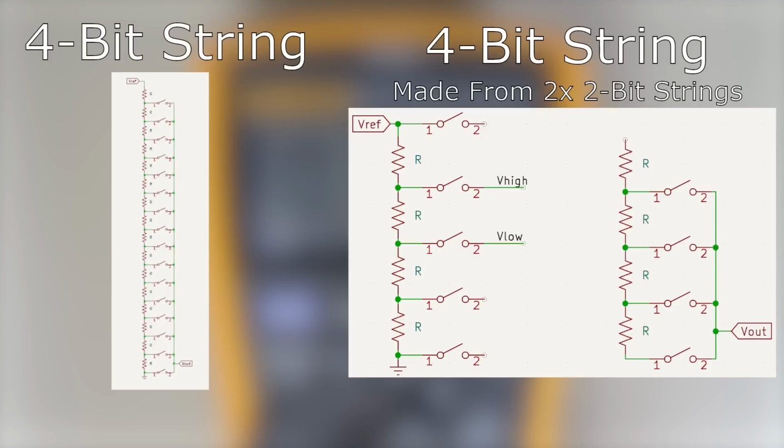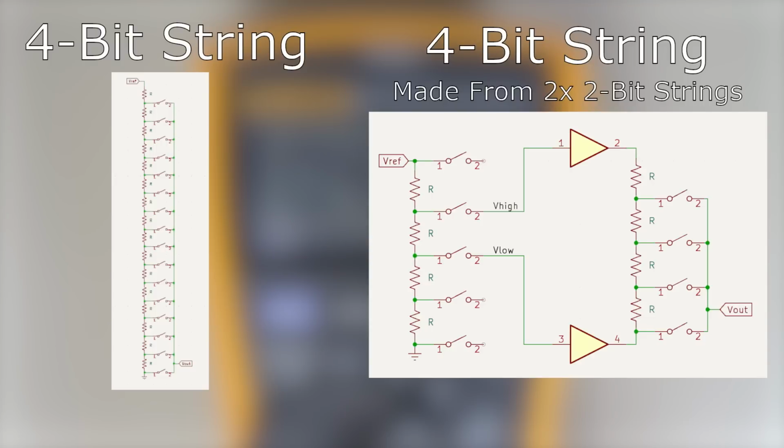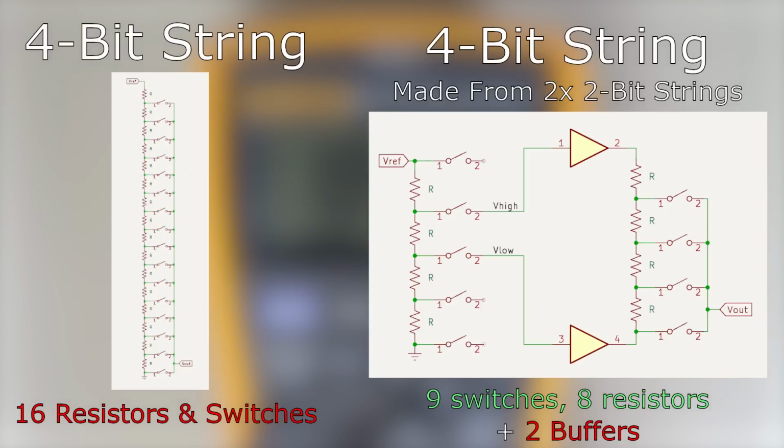Here comes the interesting part. We can further divide up the difference between V-low and V-high by placing them at the top and bottom of our secondary DAC. In order to prevent loading of the main string, we place these analog voltage buffers. Now, we can further divide between V-low and V-high. And with this, we have reduced the component count from 16 resistors and switches down to just 9.